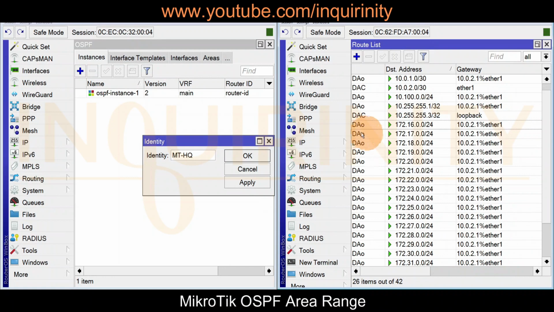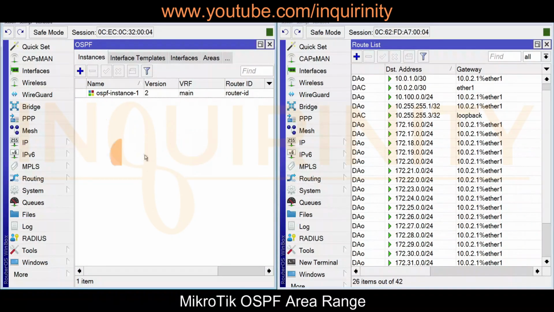As you notice, we have learned the routes 172.16.0.0/24 down to 172.31.0.0/24, and it is before we configure the OSPF area range on our HQ router. We will now configure the OSPF area range on our HQ router.